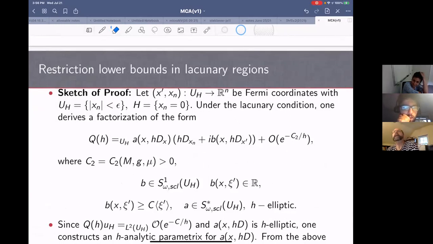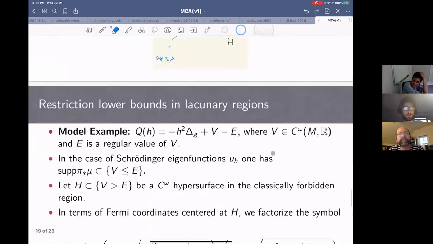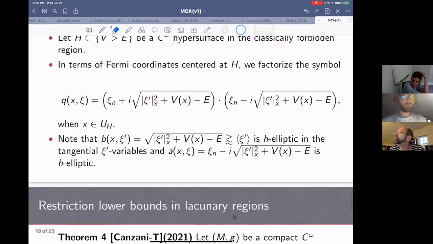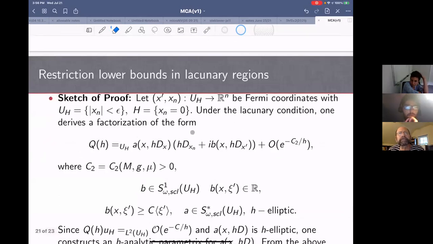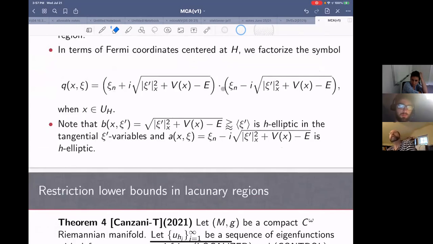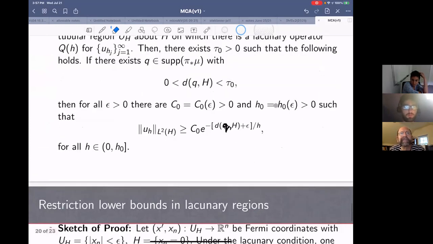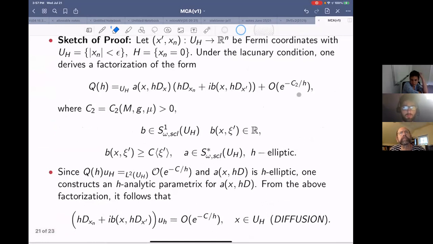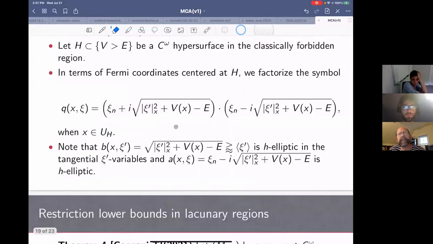So maybe a very quick sketch. It's modeled again by the Schrodinger case. What I have is a factorization result. So I factorize the symbol. What we show is that in the Fermi tube, we can factorize Q, which is the lacunary operator, as an elliptic h-bar pseudodifferential operator A times this kind of thing: h bar d/dxn plus i b(x, hD'). If you look at the Schrodinger case, this is B and this is A. So there's your factorization. In general, this factorization holds under these assumptions, and you have an exponential error term, where again the constant is uniform, depending only on mg and the defect measure. And B here is elliptic in the tangential variables. Notice it's a pseudodifferential operator in the tangential variables only. If you go back here, you see that this is your B. It depends only on psi prime.